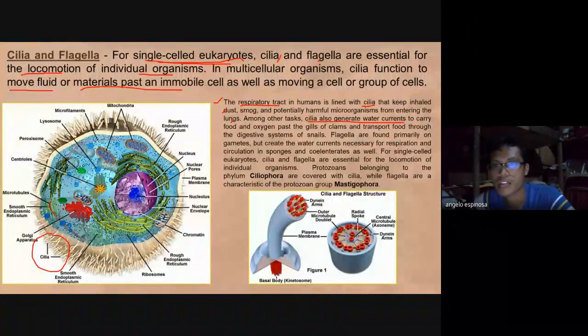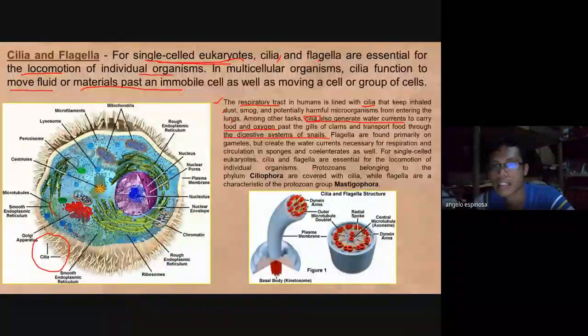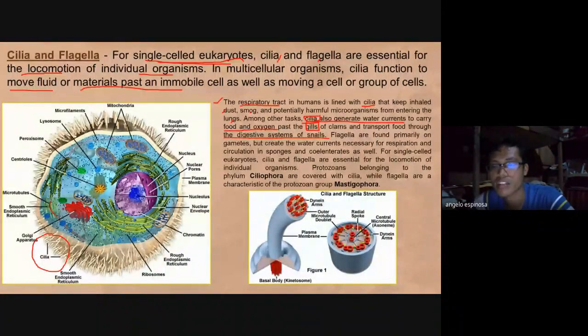Cilia generate water currents to carry food and oxygen past the gills of clams and transport food through the digestive systems of snails. Okay, it's snails using cilia. Okay, no, it passes through its gills. So that is cilia for the digestive system.